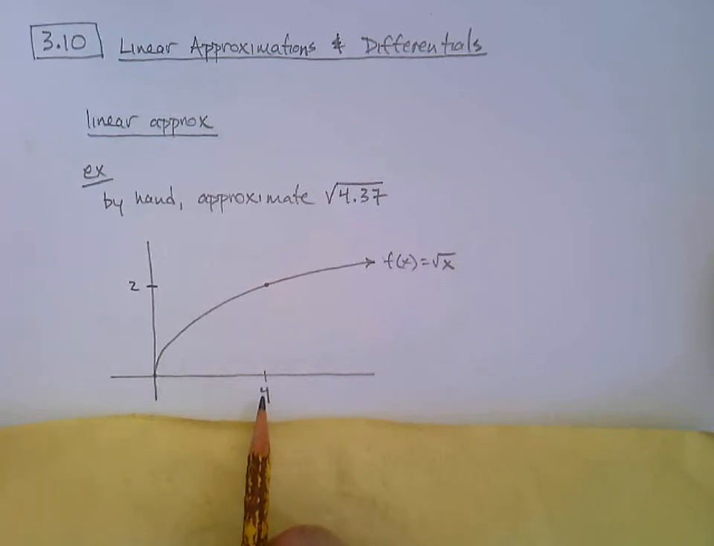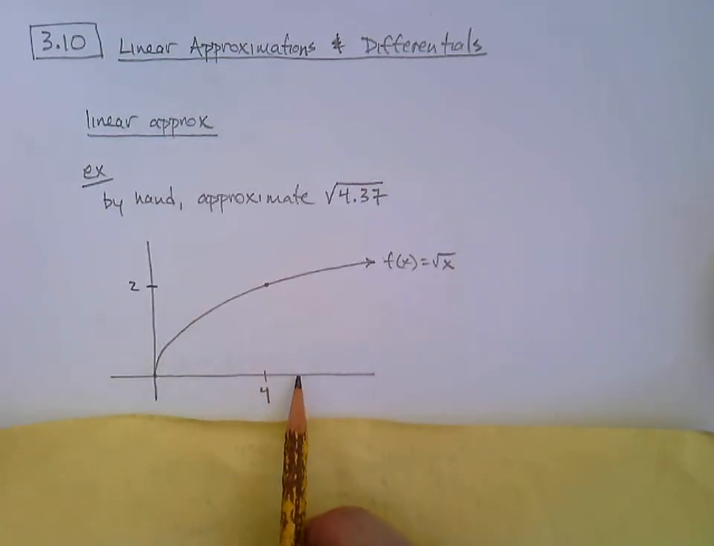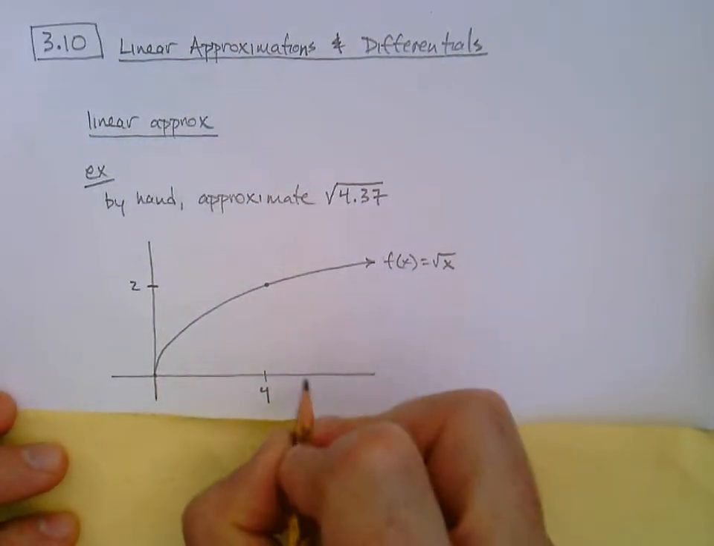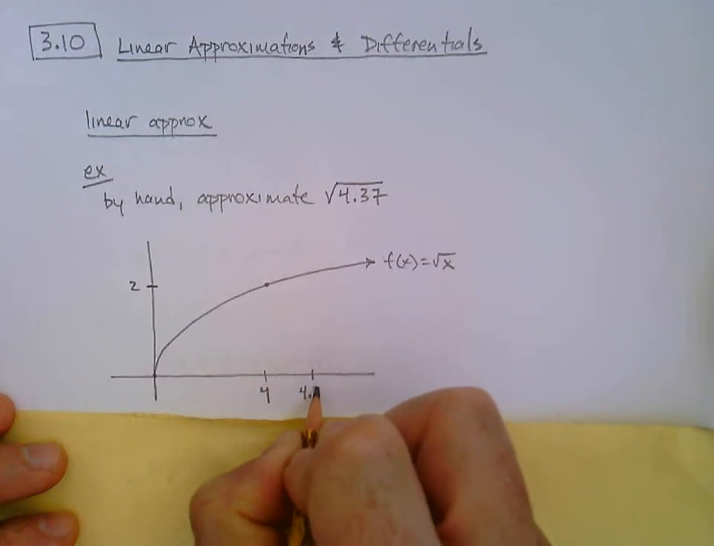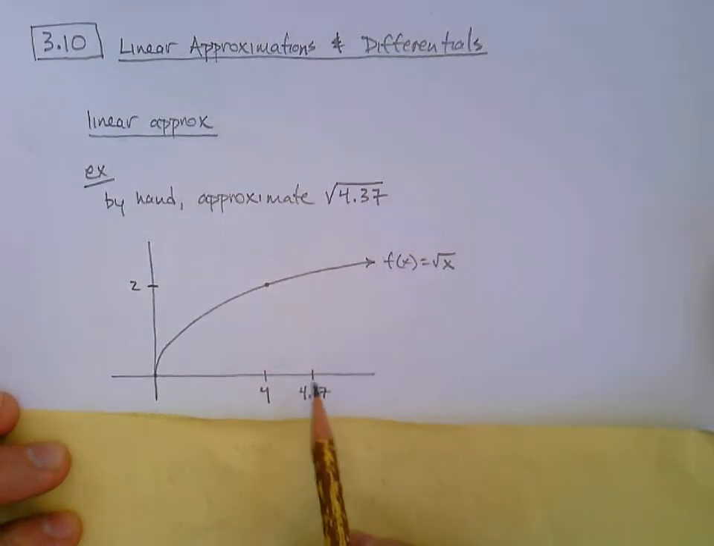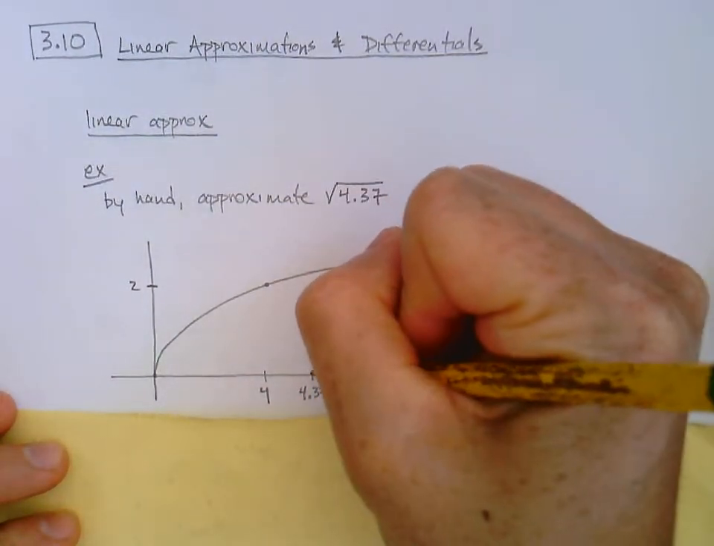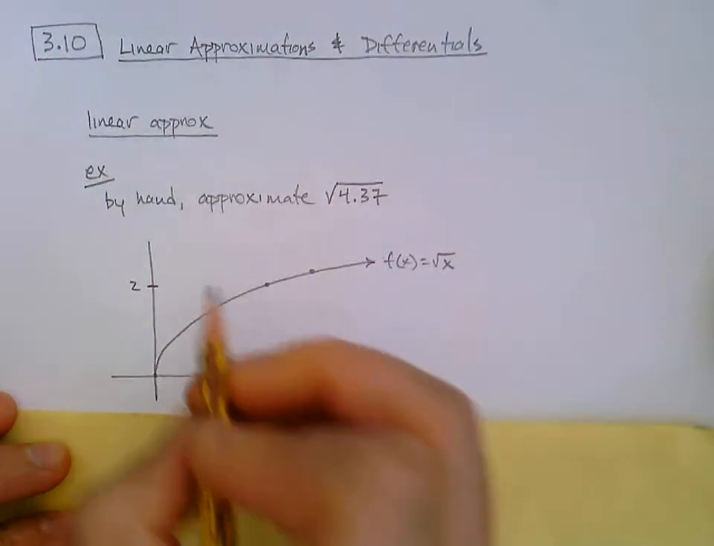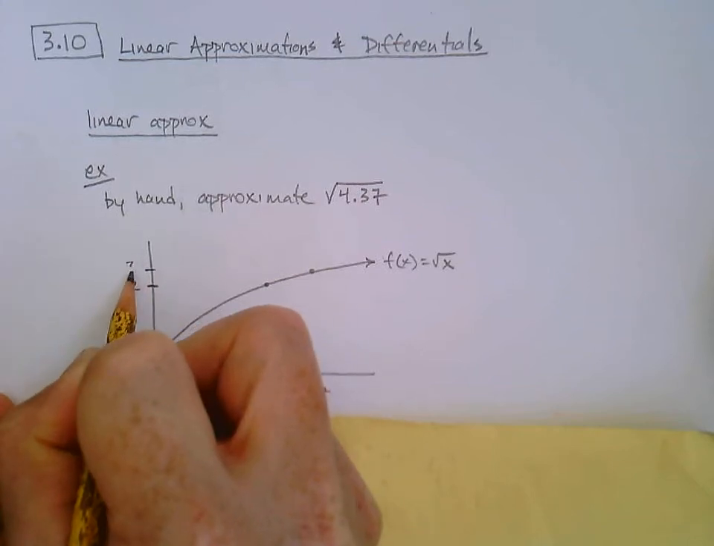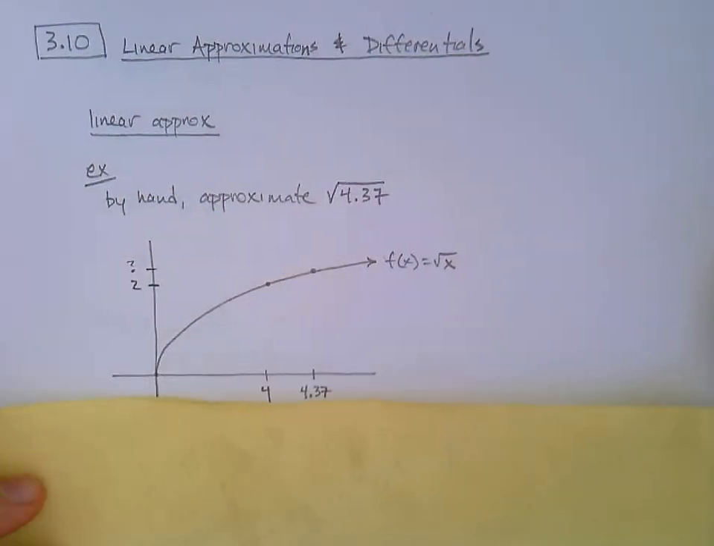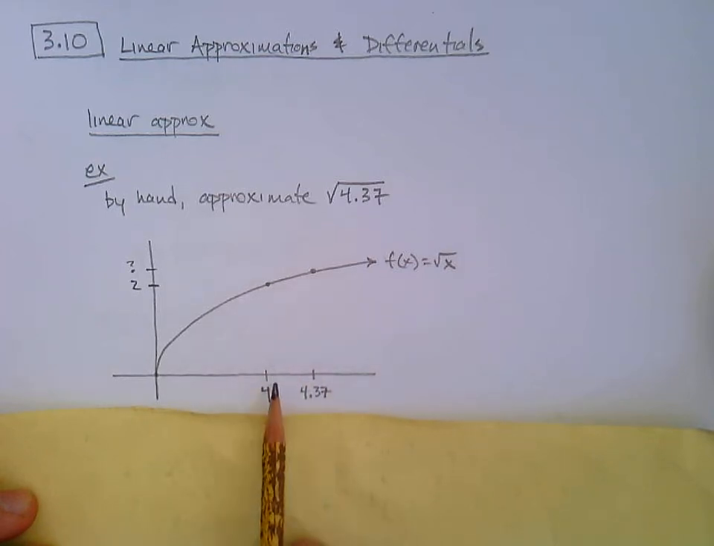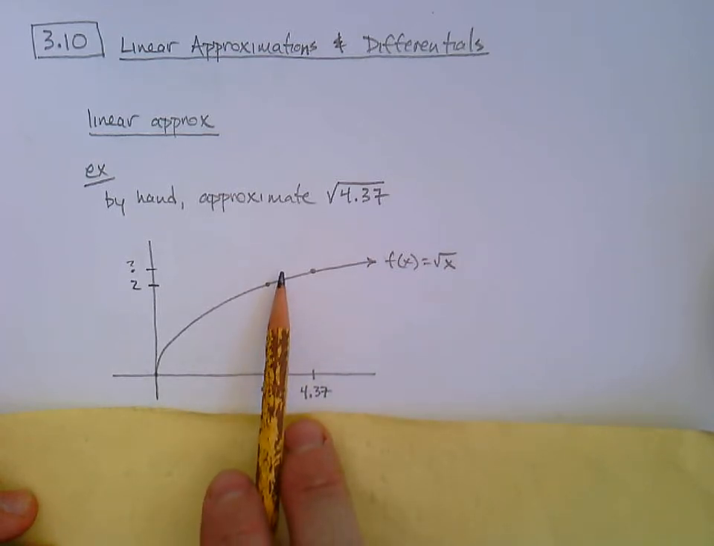So I know when x is 4, the square root is 2, but we don't want 2. We want the square root of 4.37. So I'm going to put, this is exaggerated just so we can get a visual, 4.37 out here. So the actual y value we are interested in is right up there, wherever this occurs. And there's this nearby point. Actually, 4.37 would be very close to 4, right?